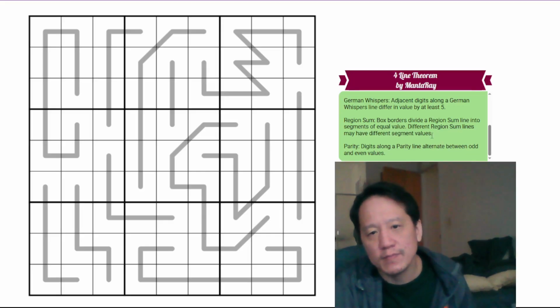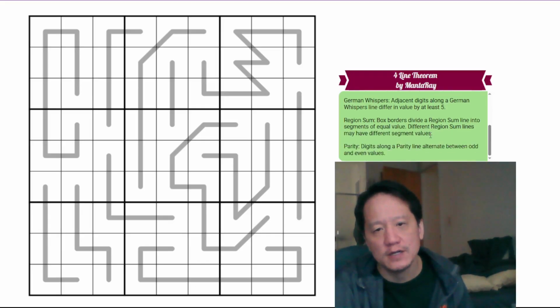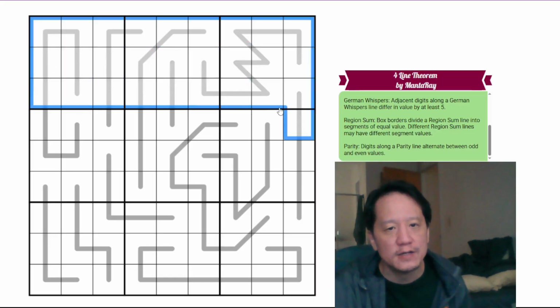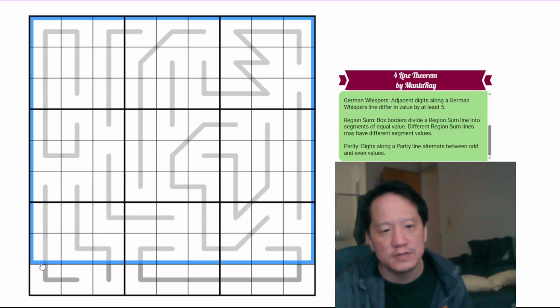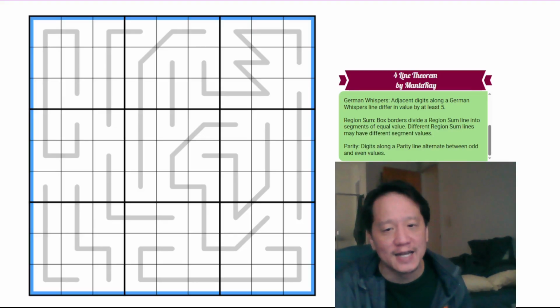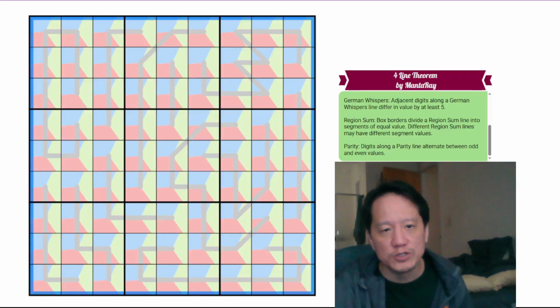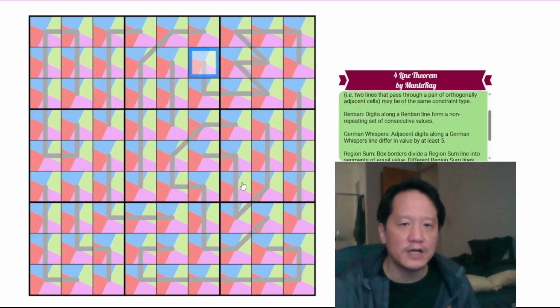Well, normally Renban are pink, Whisper 5 or German whisper lines are green, region sum lines are blue, and parity is red. So I'm going to color the entire grid as those possibilities. And then we can start differentiating which cells cannot be which. So again, red is parity, blue is region sum, green is whisper 5, and pink is Renban. So the entire... that's hard to see.